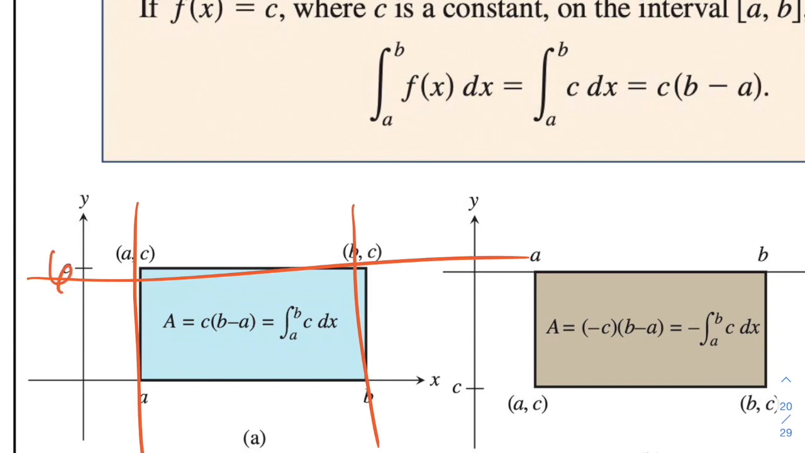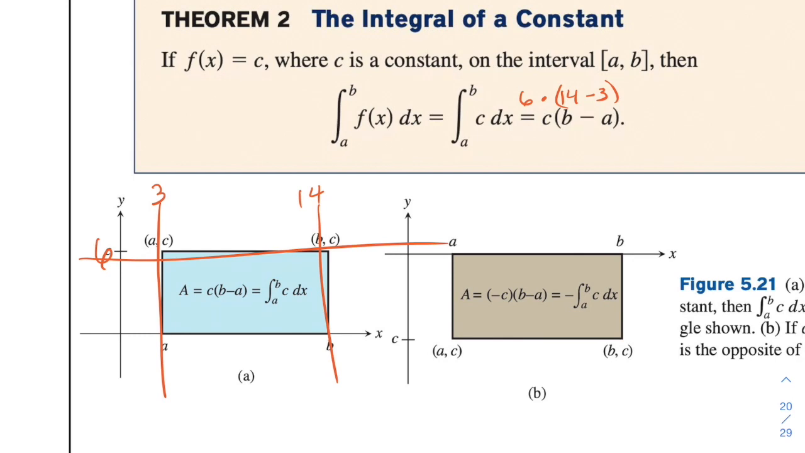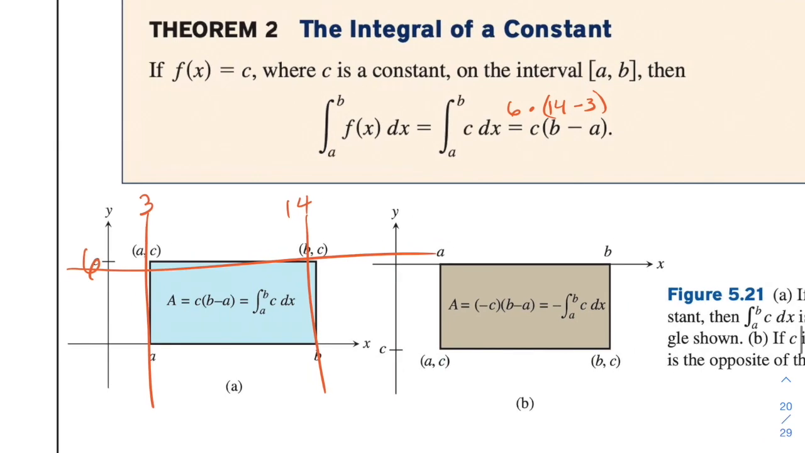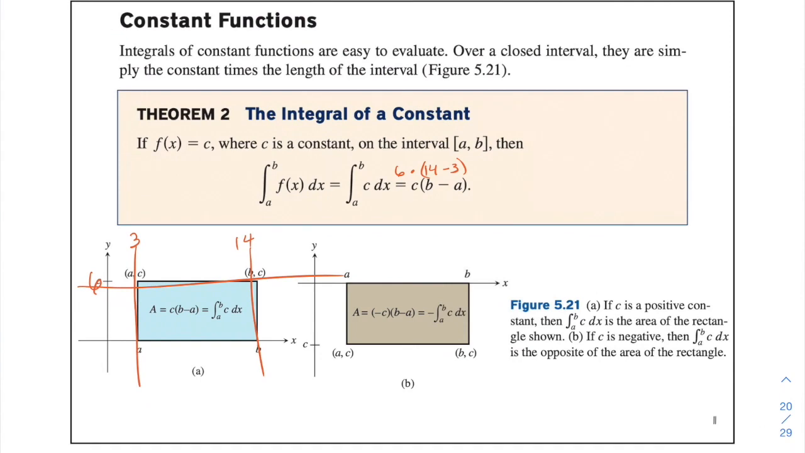constant, because if that's 6, it's 6 high times 3 to 14. Well, you're just going to do 14 minus 3 times 6, and you're done to find out that area there, because it's 6 high and then it's 11 wide, right? So you're going to do 14 minus 3 to get the 11, and then you'll get 66 total units. Don't use this. It's not necessary. Just graph each one of them out, and you will get what you're supposed to, okay?